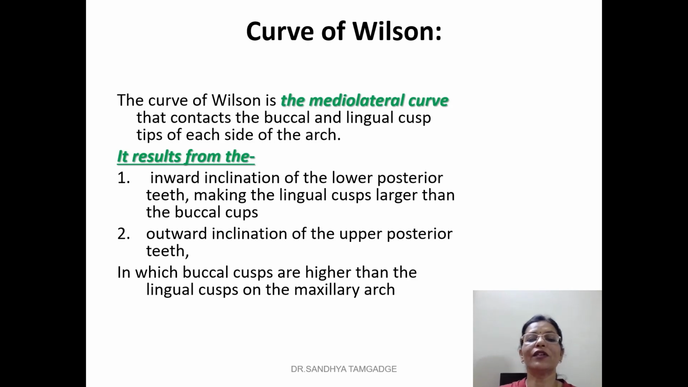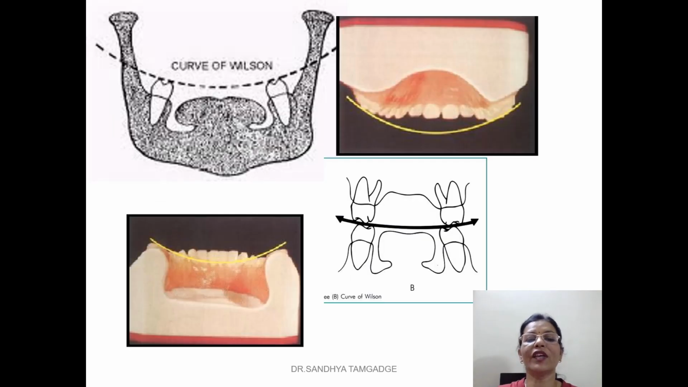Now this curve is mediolateral, that was anteroposterior. This is mediolateral, that contacts the buccal and lingual cusp tip of each side of the arch. So it results from the inward inclination of the lower posterior teeth, making the lingual cusp lower than the buccal cusp, and outward inclination of the upper posterior teeth.